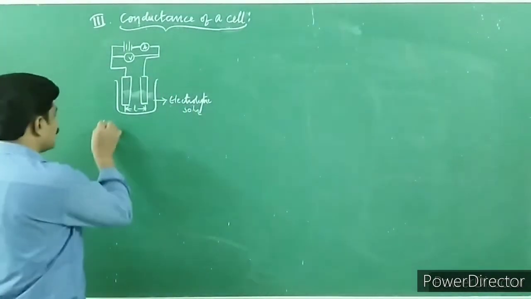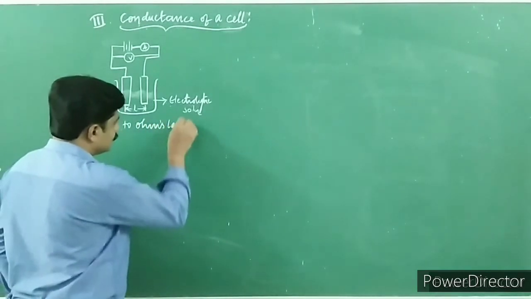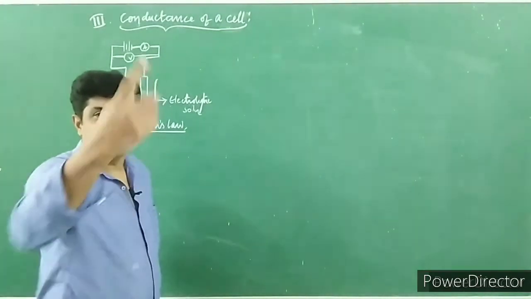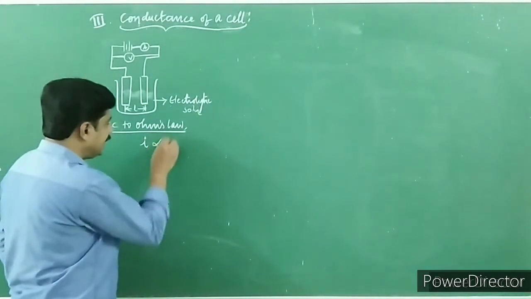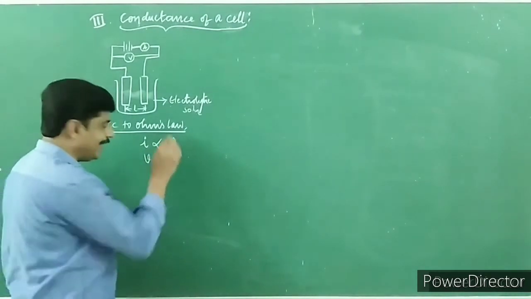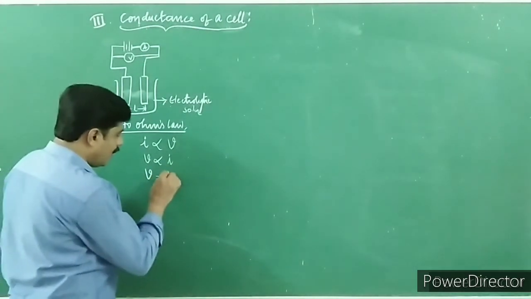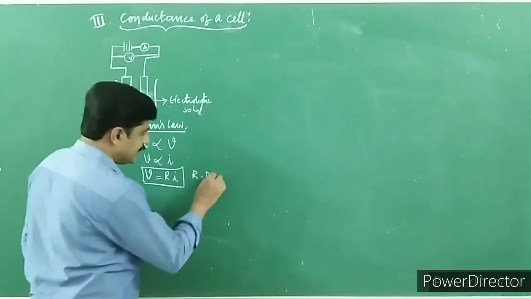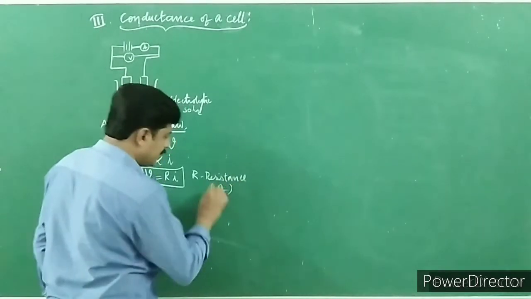According to Ohm's law, electric current is directly proportional to the potential difference between the two electrodes. In that case, I is directly proportional to V, or V is directly proportional to I. Let me remove the proportionality sign here. V is equal to R into I, where R is resistance, and the SI unit of resistance is ohm. What is that? Ohm.